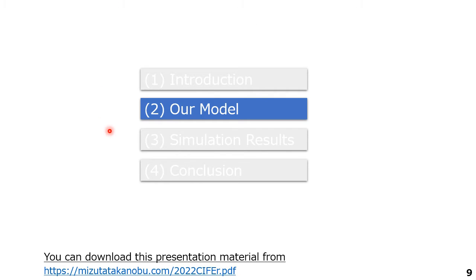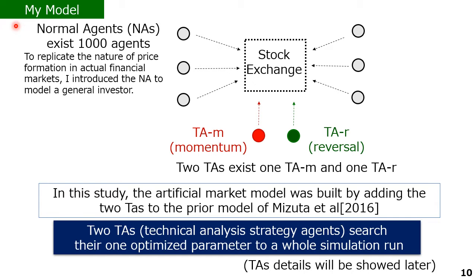Next, I will explain our model. An overview of my model. In this study, the actual market model was built by adding the two TAs to the preliminary model of Mizuta et al. 2016. There are thousands of normal agents to replicate the nature of price formation in actual financial markets. I introduced the normal agents to the model as general investors.